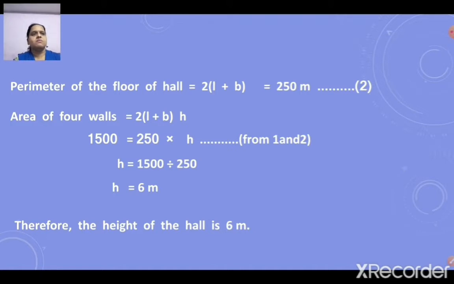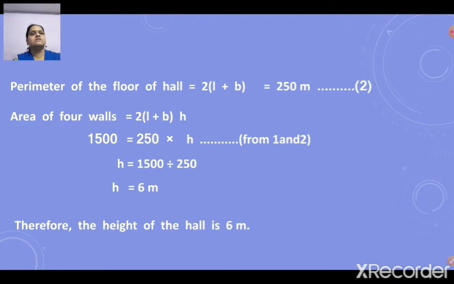So I will repeat once again. Two things are given in the question. One is the perimeter of the floor, that is the value of 2 in the bracket L plus B. And the second one is the total cost and the cost per meter square. By using these two values, we can find the lateral surface area.